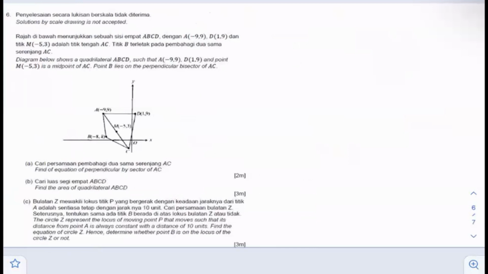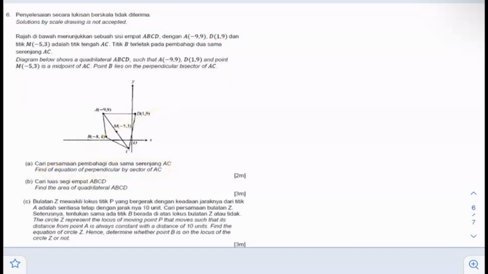Last question. We have point A, B, C, and D, and we have M, which is the midpoint of AC, and B lies on the perpendicular bisector of AC. So the perpendicular bisector of AC means that for line AC, at the midpoint, there's a perpendicular line. A bisector means that it divides line AC into half. So starting from this midpoint, there's a perpendicular line which passes through B as well and is 90 degrees to the AC. So first we need to find the equation of this perpendicular bisector of AC.